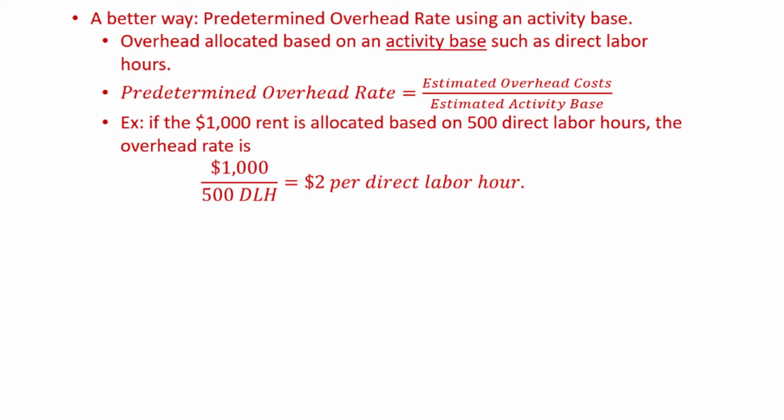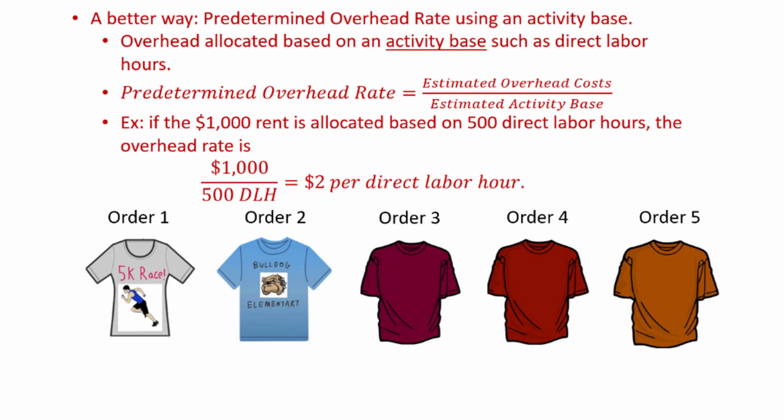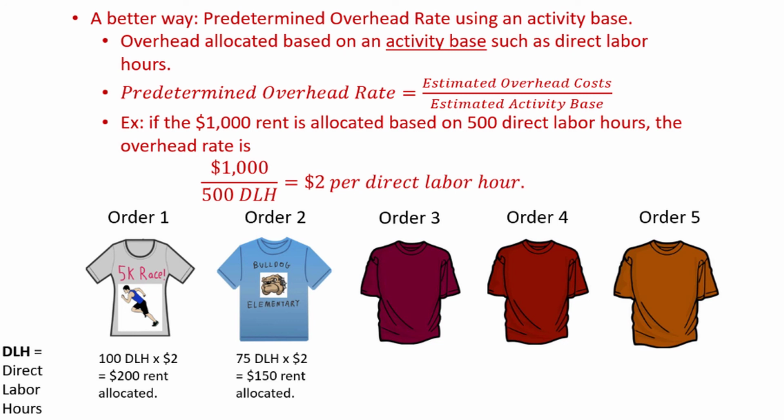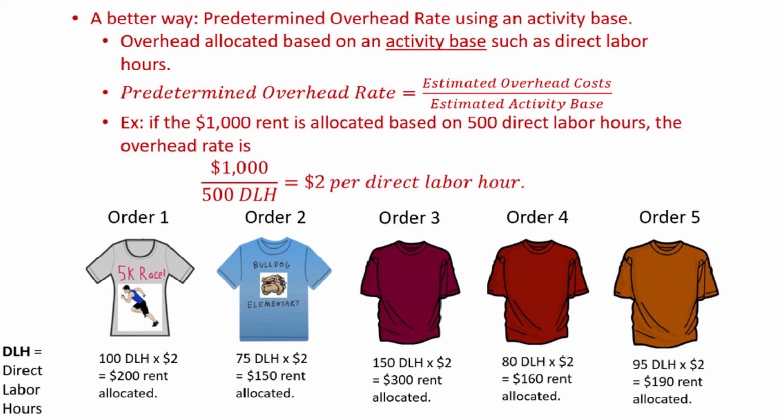So if we return to our 5 t-shirt orders, and we know how many direct labor hours each order has, all we have to do is multiply by 2 to get the factory overhead costs. So if there are 100 direct labor hours for order 1, 100 times 2 is $200 of rent allocated. And if there are 75 direct labor hours for order 2, 75 times 2 is $150 in rent allocated. And the same procedure applies to the remaining orders. Now we are assigning more of the rent costs to the orders that require more labor, which makes a lot more sense than the equal allocation procedure that we explored earlier.